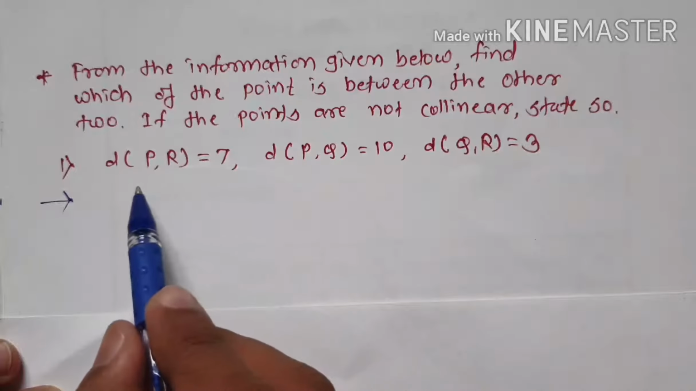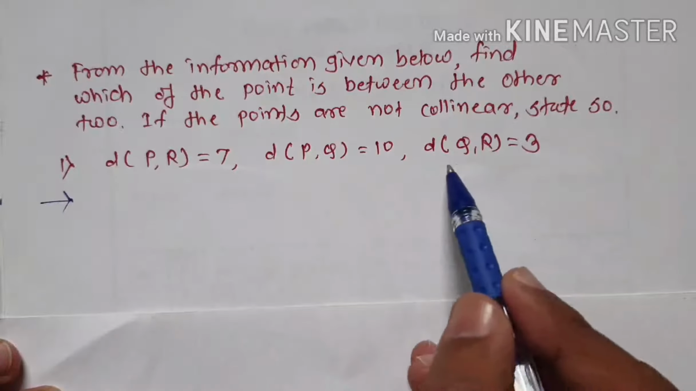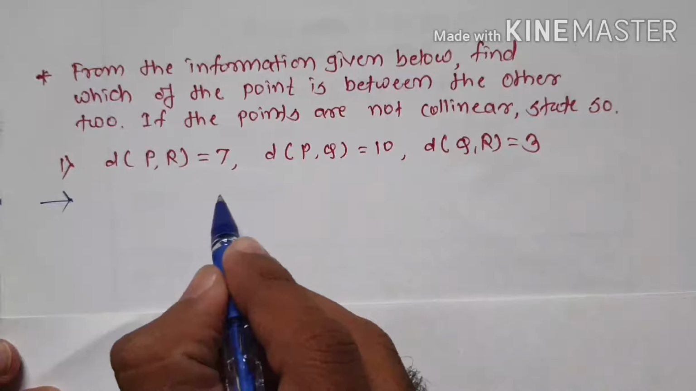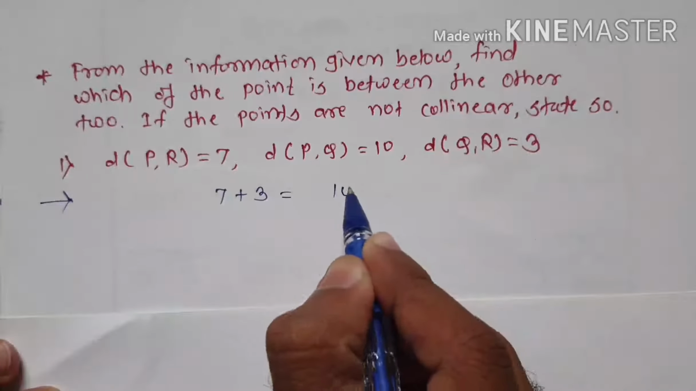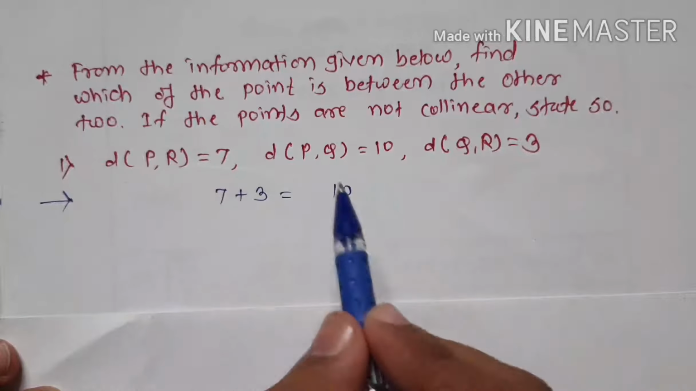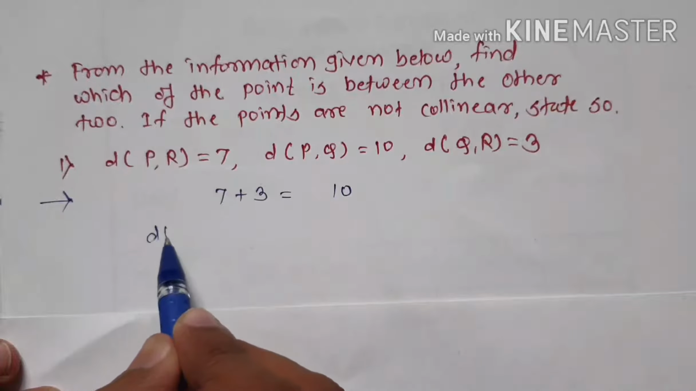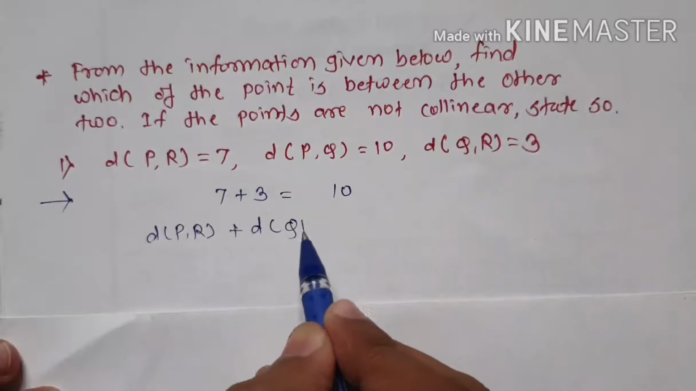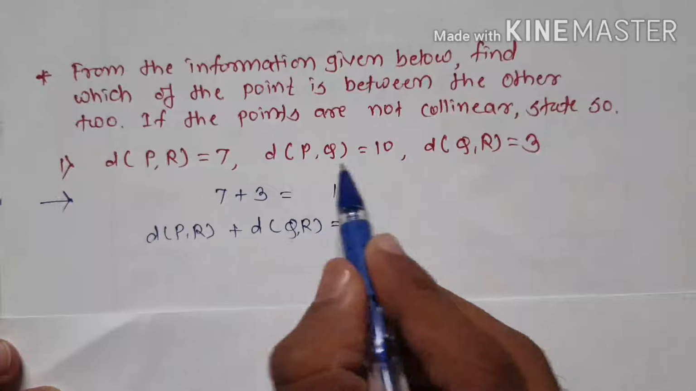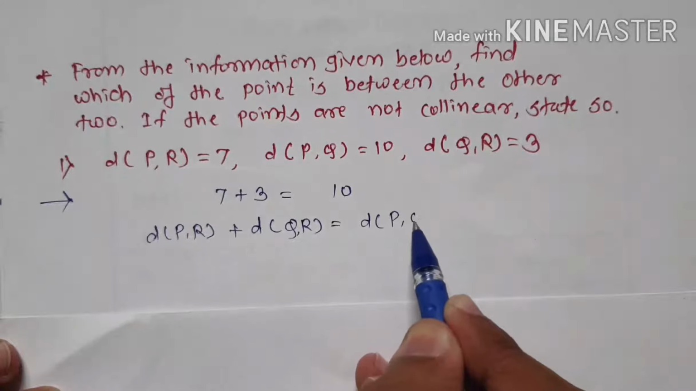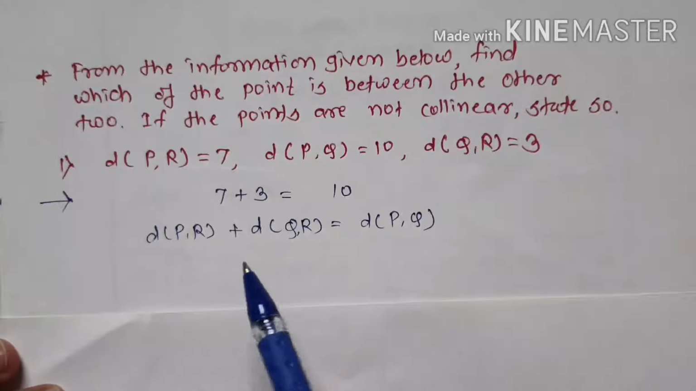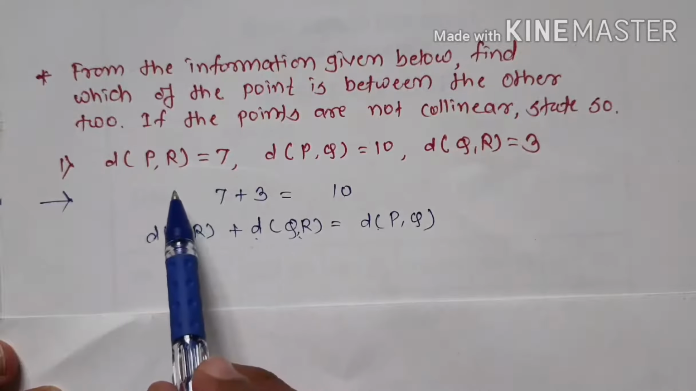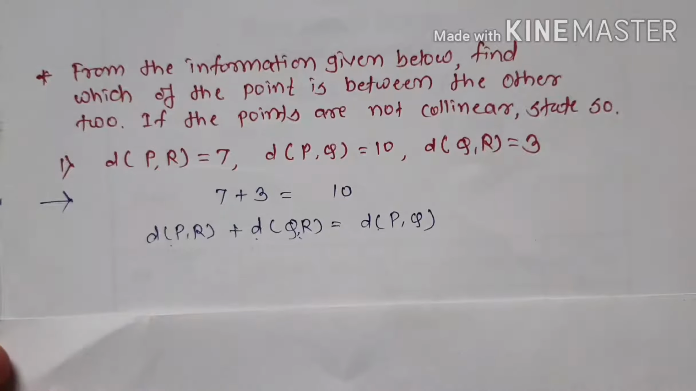So here the two smaller distances are distance PR and distance QR, which are respectively 7 and 3. So if we add 7 plus 3, we will get 10, which is the largest distance amongst all. So here we can have distance PR plus distance QR is equal to 10, and instead of 10 we can write distance PQ. So here we can see distance PQ is equal to distance PR plus distance QR. That means here points P, Q, R are collinear points.